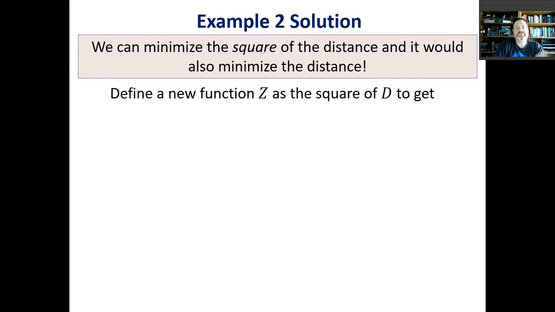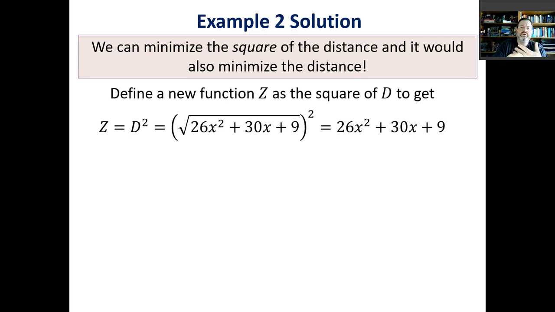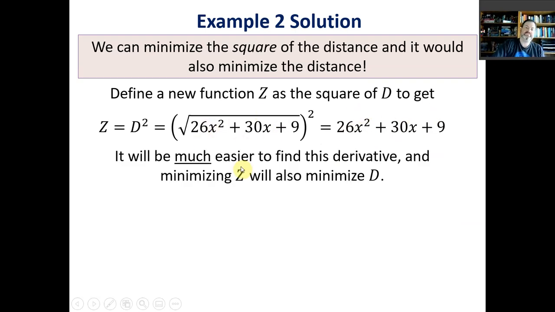So what we're going to do is create a new function called z, and we're just going to make it d squared. Right, so here's my z function. So minimizing this will also minimize this. Okay, because that's how numbers work. This is not even an algebra property. This is like a property of objects on a piece of paper. Well, I'd much rather take the derivative of this guy than this guy, right?